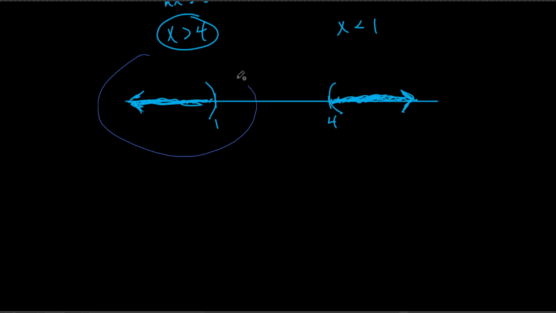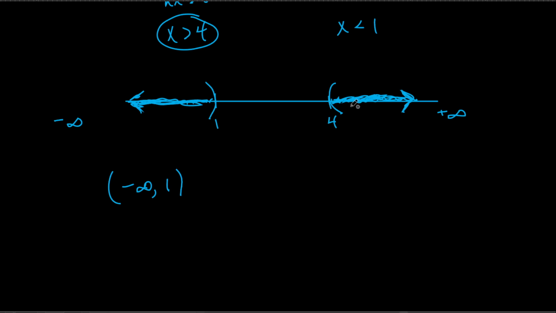What about this part right here? What if I only had that and not the stuff on the right? How would I write that in interval notation? Which direction does it go? How far does it go? To negative infinity. How far does this one go? To positive infinity. So for just this left one, I'm going to write negative infinity all the way to 1, with parentheses here and parentheses there.